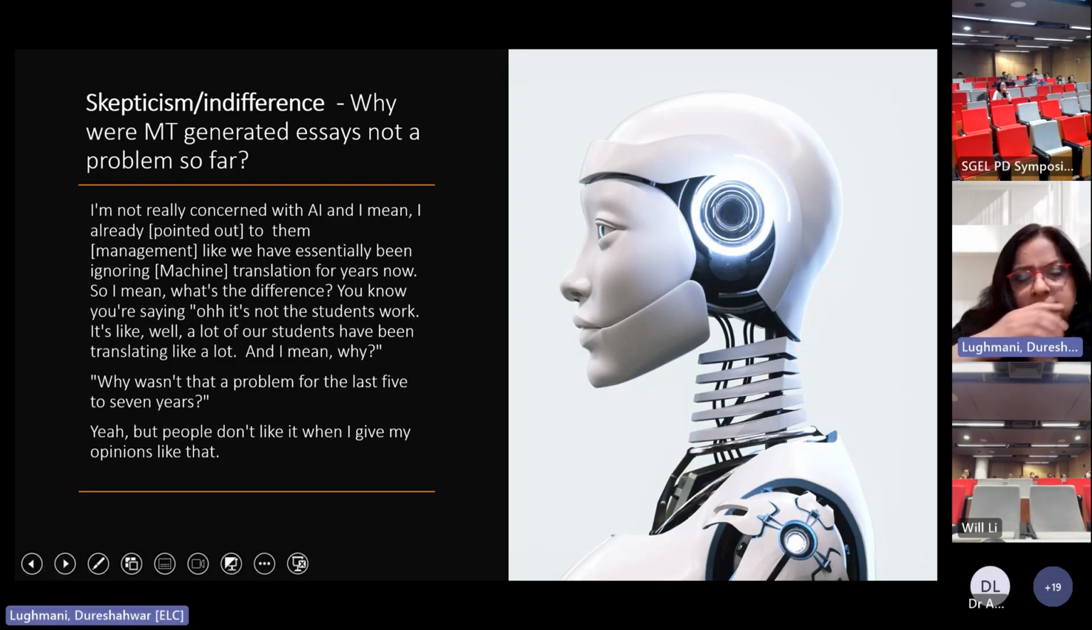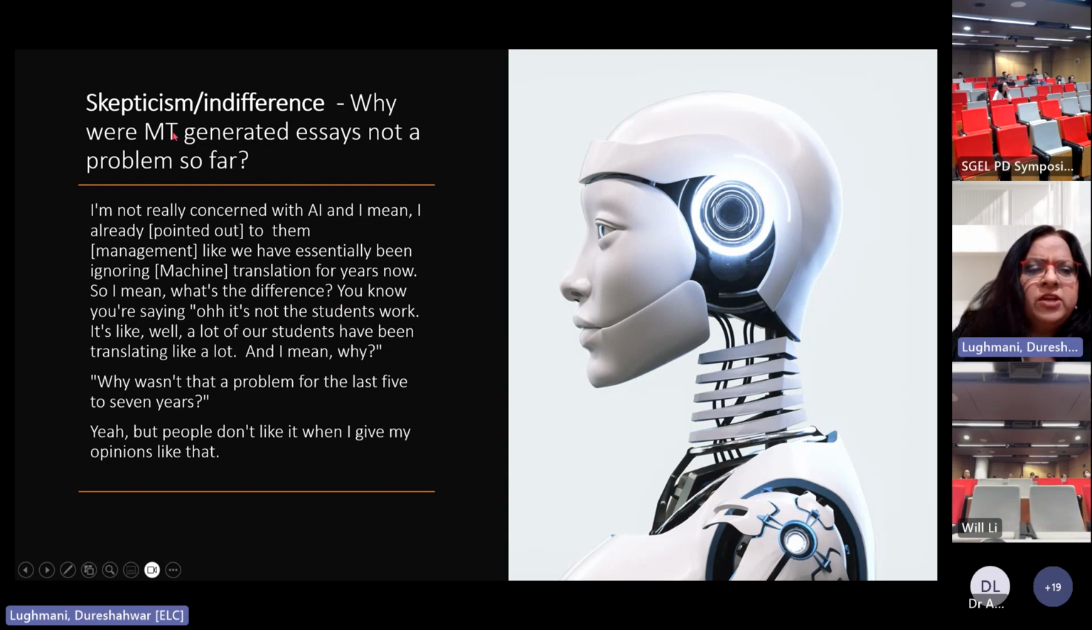And again, some of them expressed skepticism plus indifference. Why, for example, were machine translation generated essays not a problem so far? So this particular colleague thought that we have been actually dealing with AI for quite some time, but we have turned a blind eye to it. Students have been submitting translated essays, but we just turned a blind eye to it.